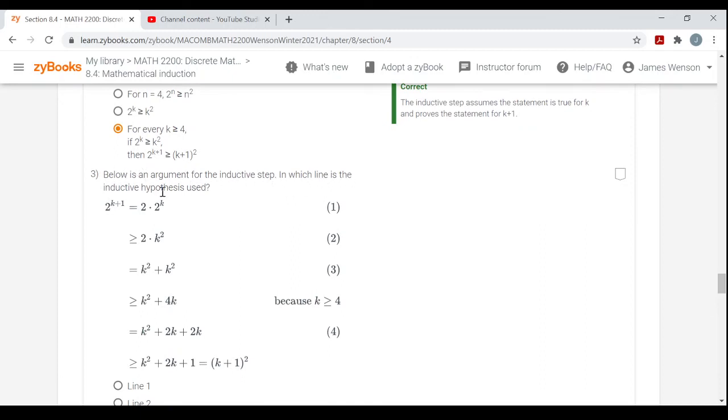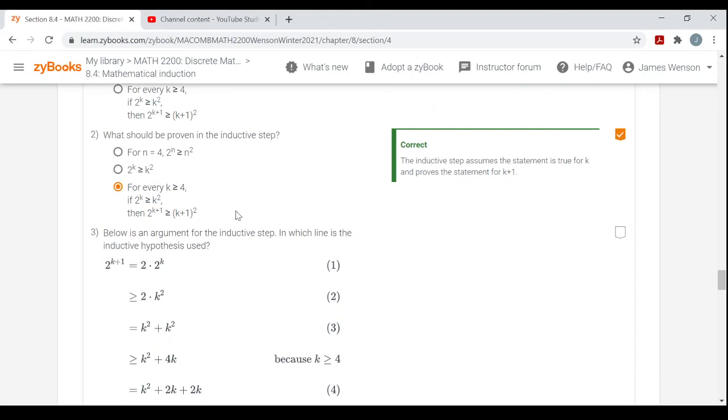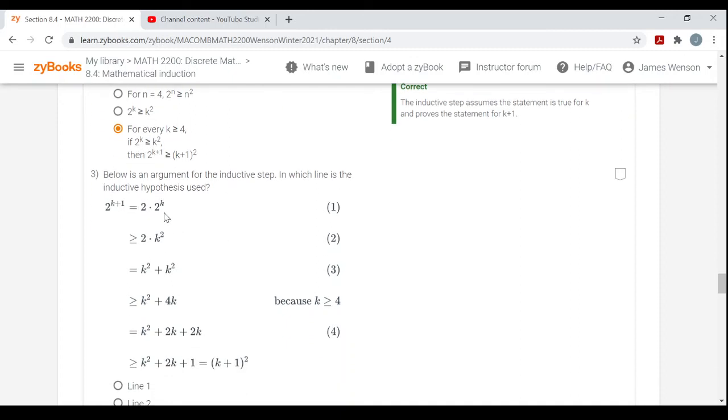In which line is the inductive hypothesis used? The inductive hypothesis would be the if part. You'd be assuming that, first of all, k is greater than or equal to 4, but you'd also be assuming that 2 to the k is greater than or equal to k squared. So that's used right here from line 1 to line 2.